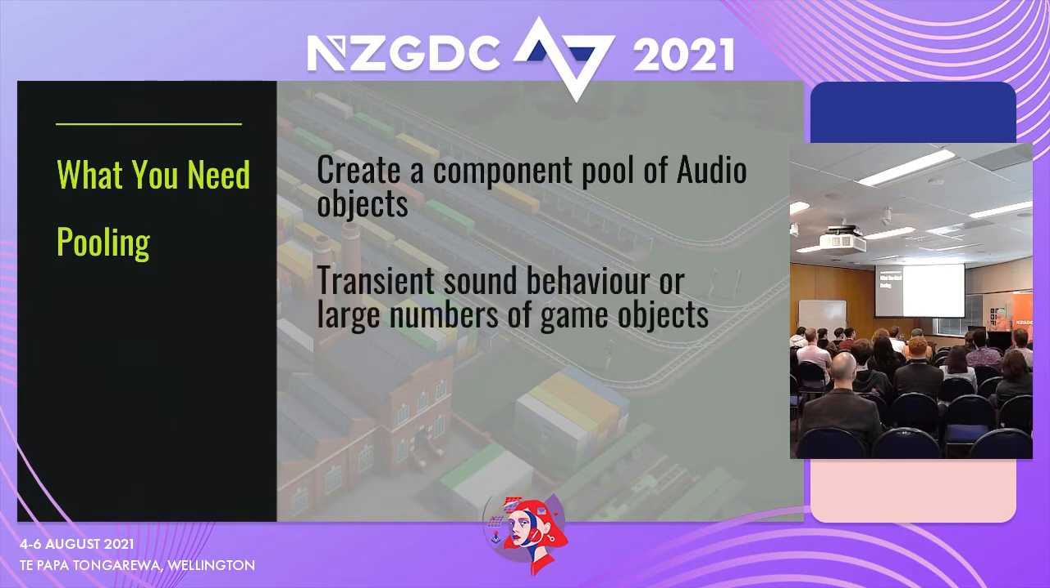So these are really useful for transient sound behaviours, so something that comes and goes real fast, and large numbers of game objects. The perfect example for good use of pooling is physics collisions, especially in a game like Stationeers, where people can just spawn in dynamic objects as much as they like, and they bump into each other and make sound. I don't want to have an audio source on each of those things to make their collision sound. I can just say, oh, you collided, play a sound there.